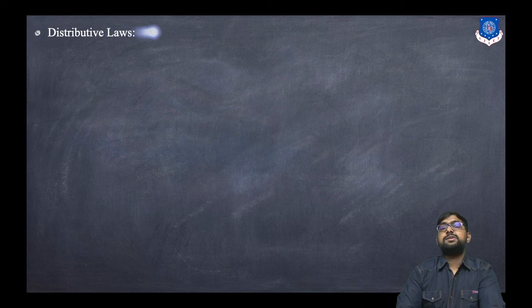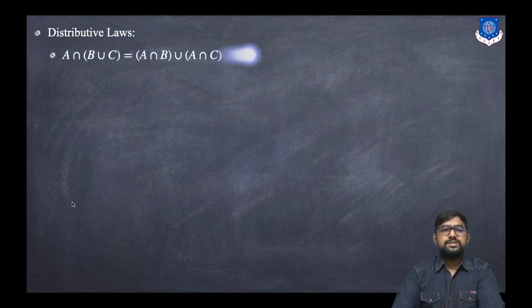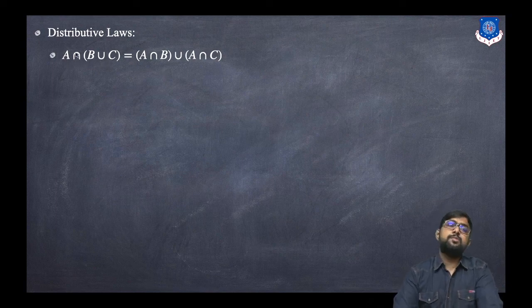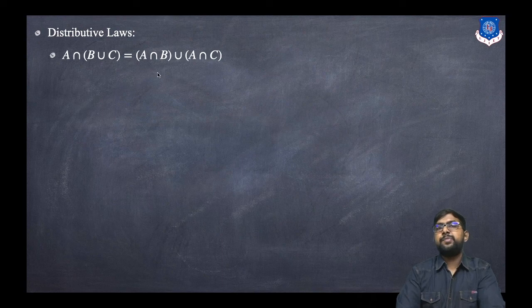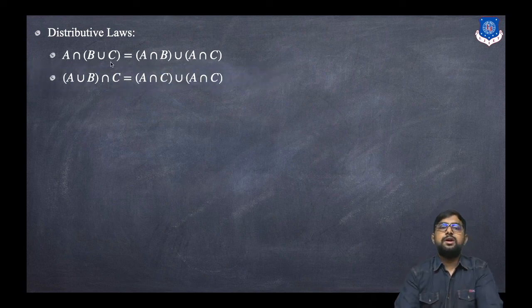Then the distributive law. A ∩ (B ∪ C) = (A ∩ B) ∪ (A ∩ C). So we can distribute the intersection. And in the same manner, if we change the order of union and intersection, this will be the second law.